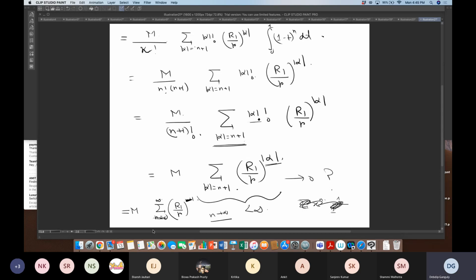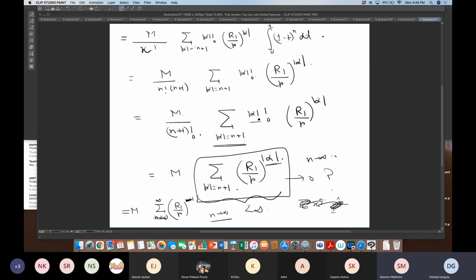Anyway, I have to check this. I also thought that this 1 by n plus 1 factorial gets cancelled, but it is not. I have to show that this goes to 0 as n tends to infinity.